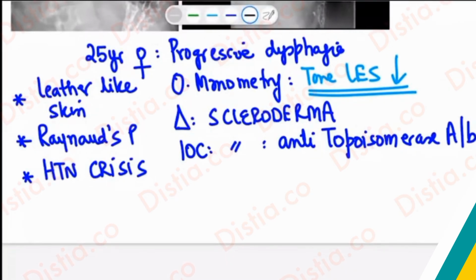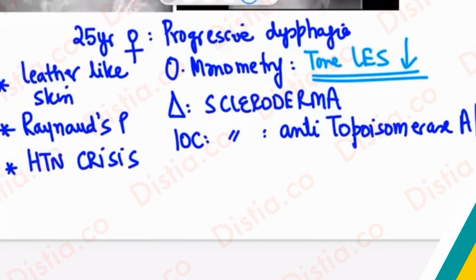When you read a question of a geriatric age group person with non-progressive dysphagia, you have to think in terms of Zenker. If it is old man with progressive dysphagia, you need to think in terms of a cancer. If you talk about a young female, two differentials. It could be scleroderma, it could be achalasia cardia. What is the differentiating feature? The differentiating feature is the tone of the lower esophageal sphincter.